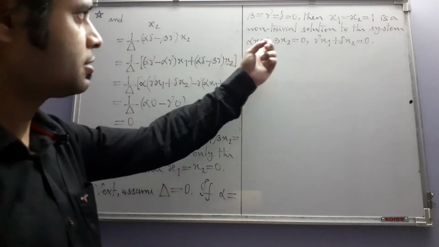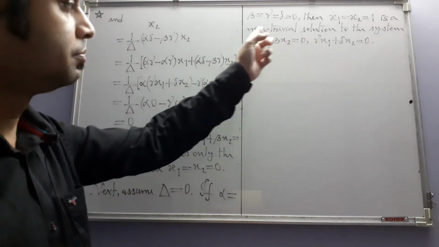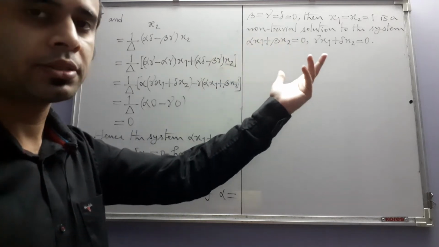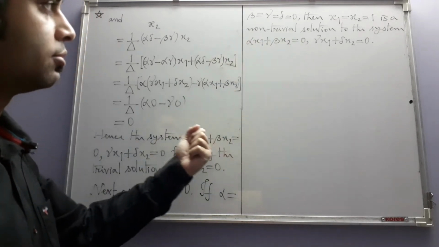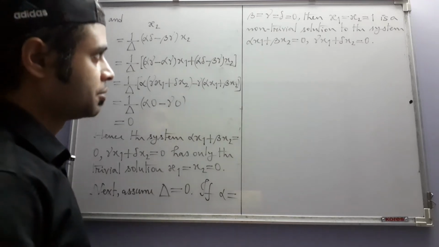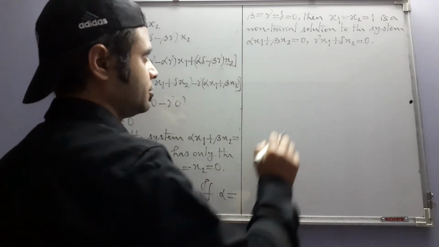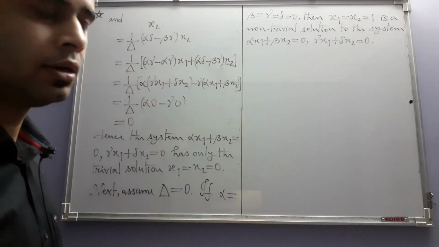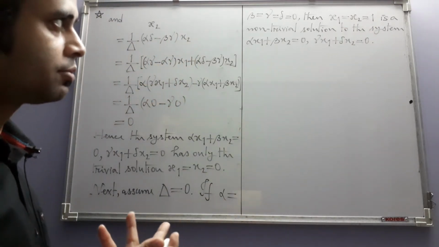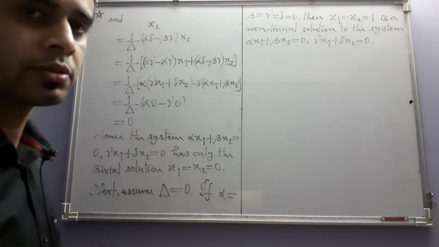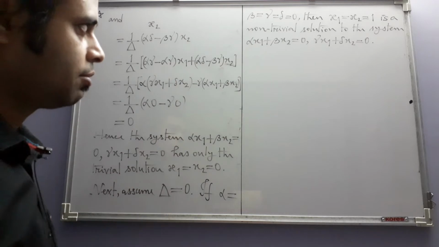Clearly, if all the coefficients are 0, then whatever you put in place of x1 and x2, that will constitute a solution. Because we want non-trivial solutions, we take both x1 and x2 to be 1. If you want, you can take one of them to be 0 also, but at least one of them should be non-zero, and we have taken 1.